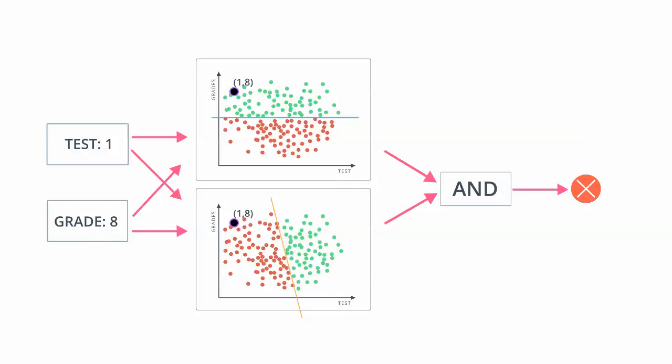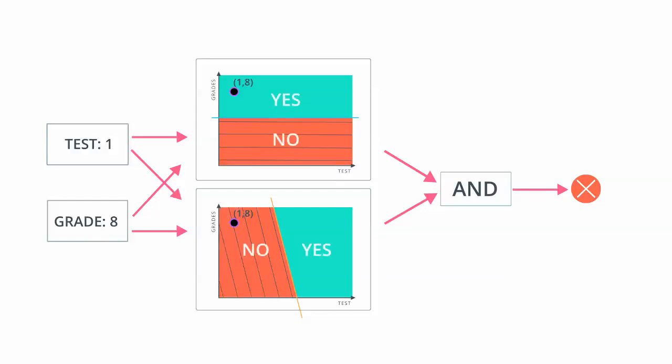The first column is where we input test and grades. And the second column is where we check if the point with coordinates corresponding to the test and the grades is on top of each one of the lines. And the third layer, in which we look at the answers from the previous layer and join them with the AND operator. So this is how our neural network will look. Now you may be thinking, something's a little suspicious here.